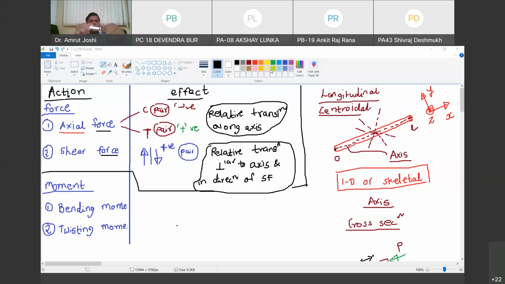So such a moment we will call twisting. A pair of moments about the axis, combined, we call a twisting moment. Now what is a bending moment then? A bending moment is the moment applied about an axis which is normal to the axis of the skeletal member. For example, I am applying a moment like this. So what is the axis of this moment? It is applied about this axis. Do you agree with me?